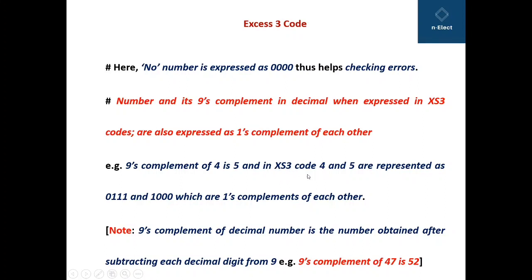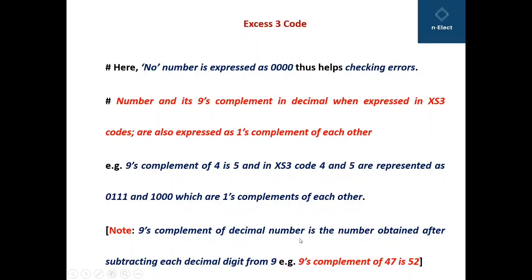Now we will see the XS3 codes of 4 and 5. The XS3 code of 4 is 4 plus 3, 7, that is 0111, and the XS3 code of 5 is 8, that is 1001. If you observe these numbers closely, you will find that 0s are replaced by 1s and 1s are replaced by 0s, meaning they are 1's complement of each other. So for a number and its 9's complement, the XS3 codes obtained will be 1's complement of each other.